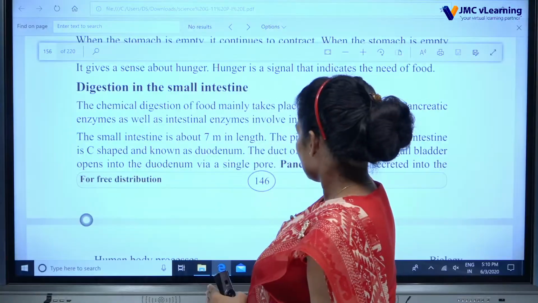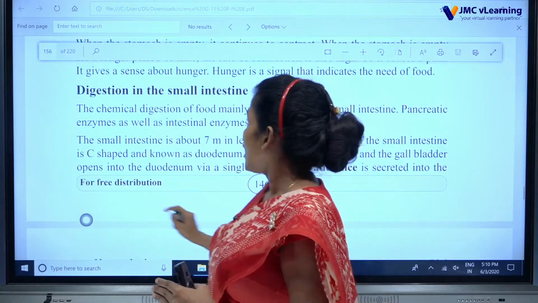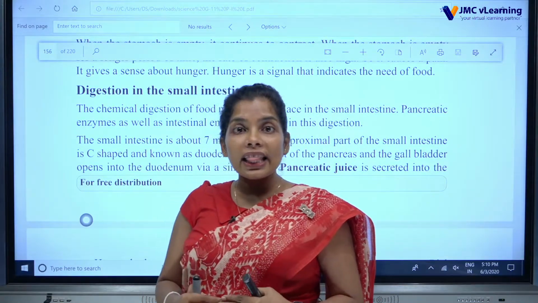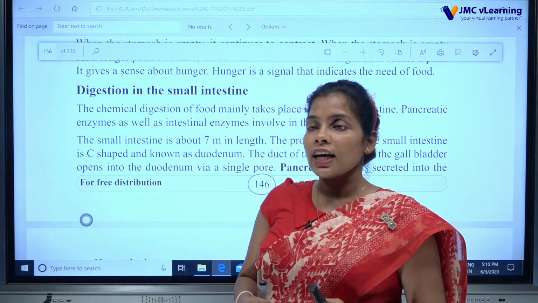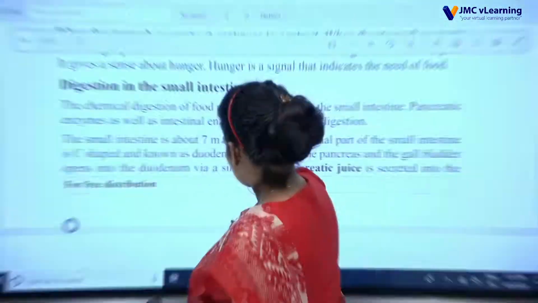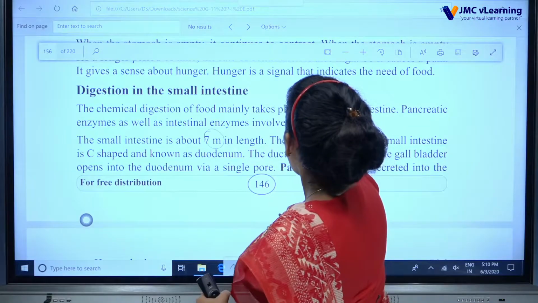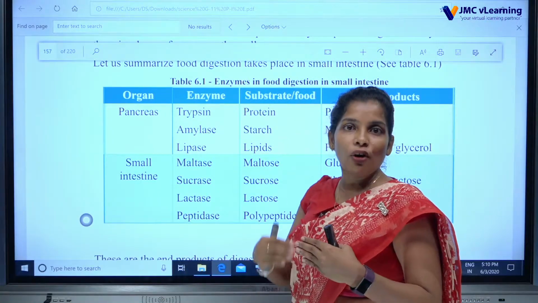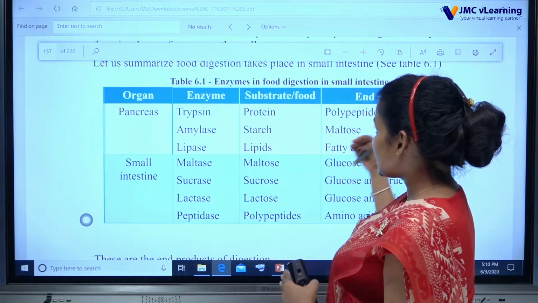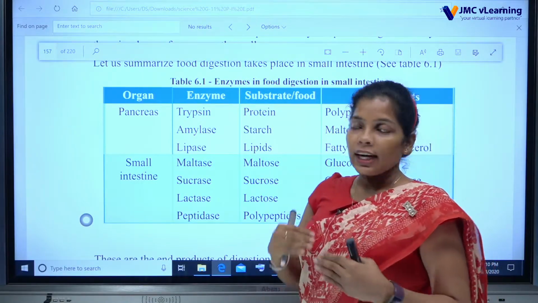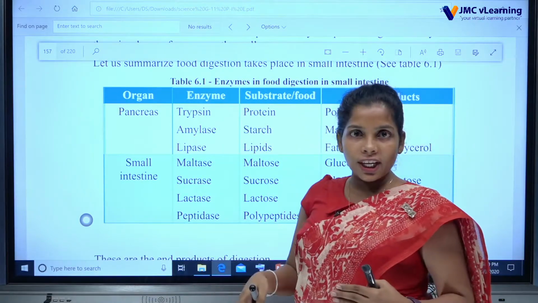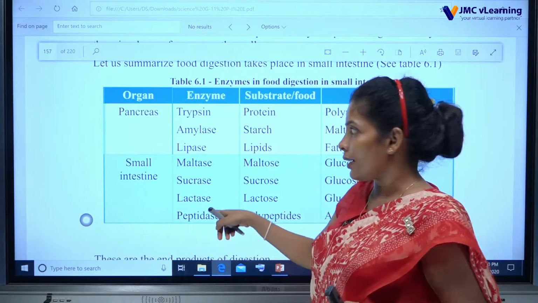Now, next one is the small intestine. What is the length of the small intestine? It is 7 meters. This is the most important part we are going to discuss now: enzymes in food digestion in the small intestine. These are the enzymes. Can you see them?